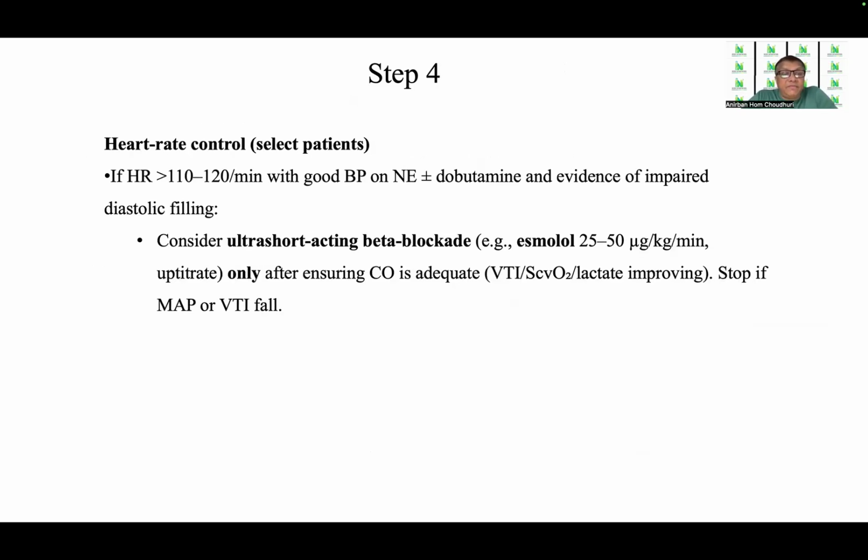In step four, we have to go for heart rate control. We know that in all such patients, a high heart rate increases the oxygen consumption, and there can be a mismatch in the oxygen supply demand ratio, giving rise to ischemic changes. So if the heart rate is more than 110 to 120 with good BP on norepinephrine with or without dobutamine, and evidence of impaired diastolic filling, only in such conditions can we consider an ultra short acting beta blocker like esmolol, 25 to 50 mcg per kg per minute.